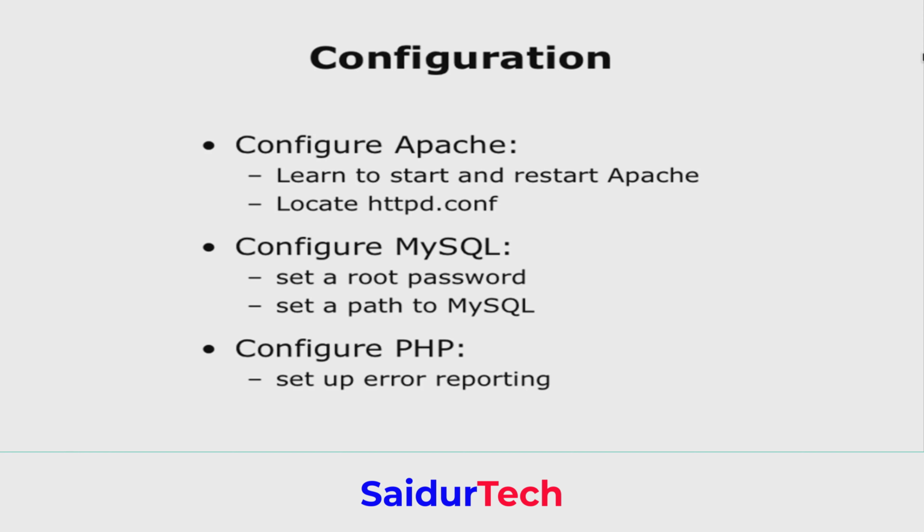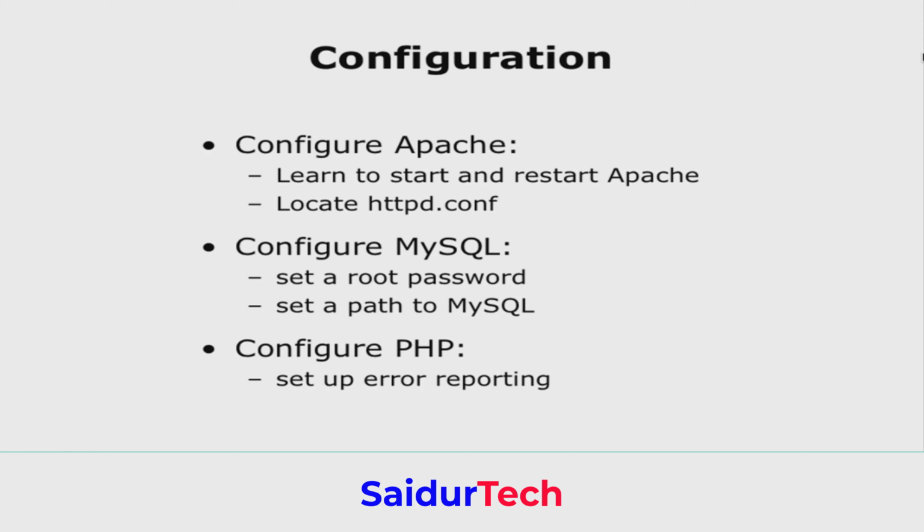Now that we have all the major components installed that we need on our Macintosh, there are a few configurations that we're going to need to make. First, we're going to configure Apache. We're going to need to learn to start and to restart Apache, as well as locate its preference file, which is going to be called httpd.conf. Then we're going to want to configure MySQL.